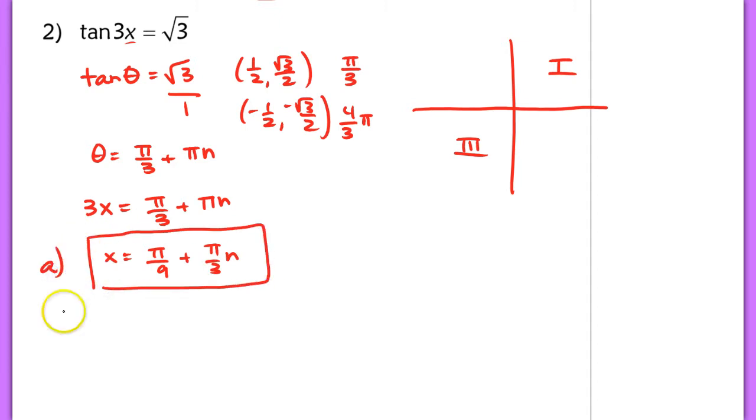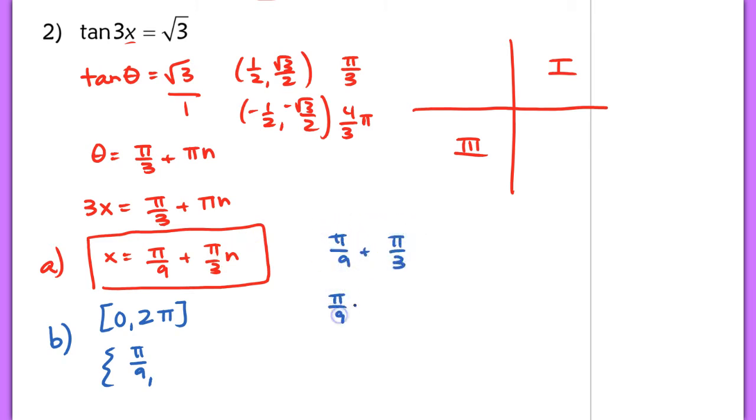Now in part B, I want to restrict those solutions to the only ones that fall between 0 and 2 pi. So obviously pi over 9 for sure falls between 0 and 2 pi. And then after that I'm just going to add multiples of pi over 3. So I let n equal 1. So I have pi over 9 plus pi over 3. Find a common denominator here, and you have 4/9 pi.